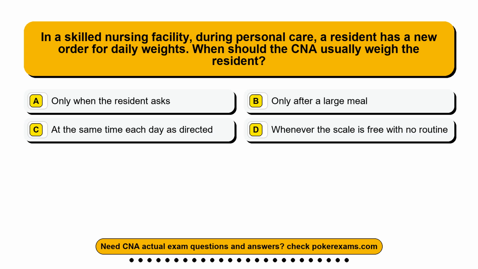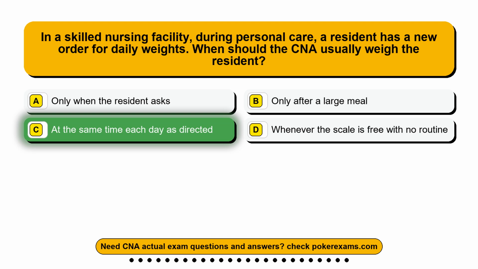Question 4. In a skilled nursing facility, during personal care, a resident has a new order for daily weights. When should the CNA usually weigh the resident? Option A. Only when the resident asks. Option B. Only after a large meal. Option C. At the same time each day as directed. Option D. Whenever the scale is free with no routine.